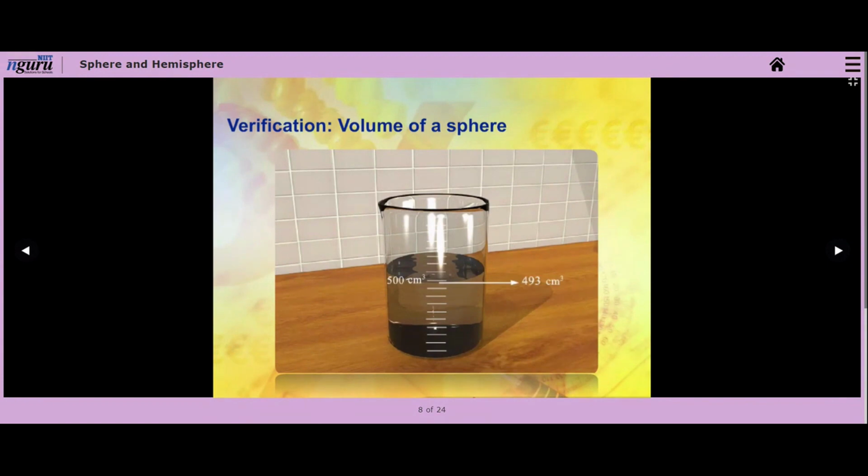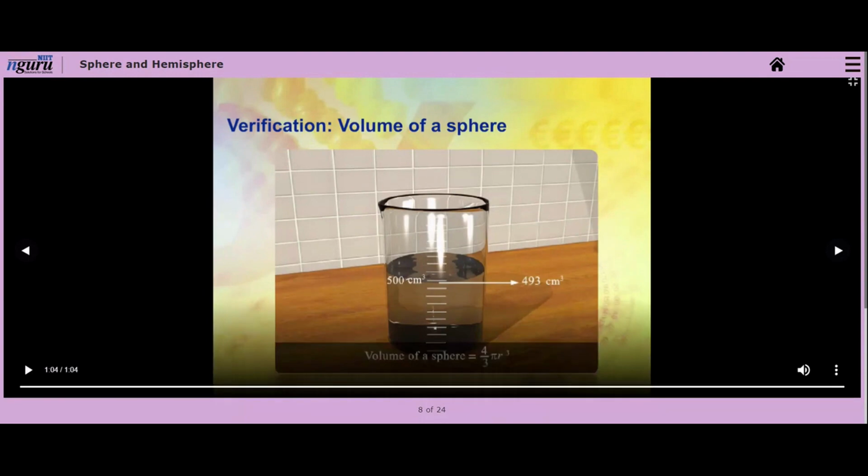By doing this activity repeatedly with spheres of varying radii, we will see that the volume of a sphere is always equal to 4 upon 3 pi r cube. Hence, the formula for the volume of a sphere is verified.